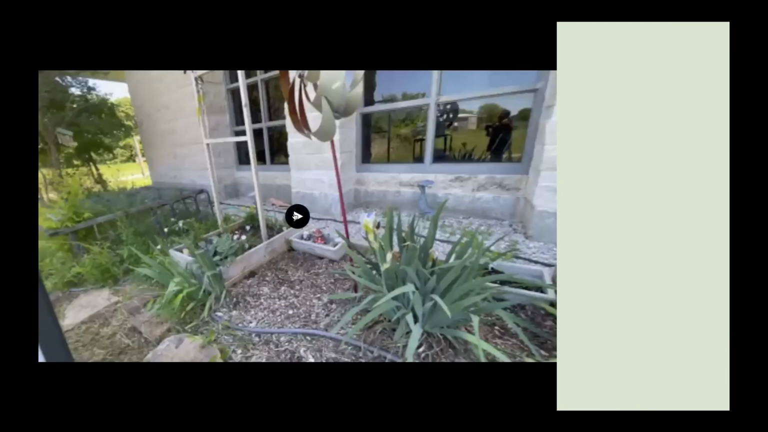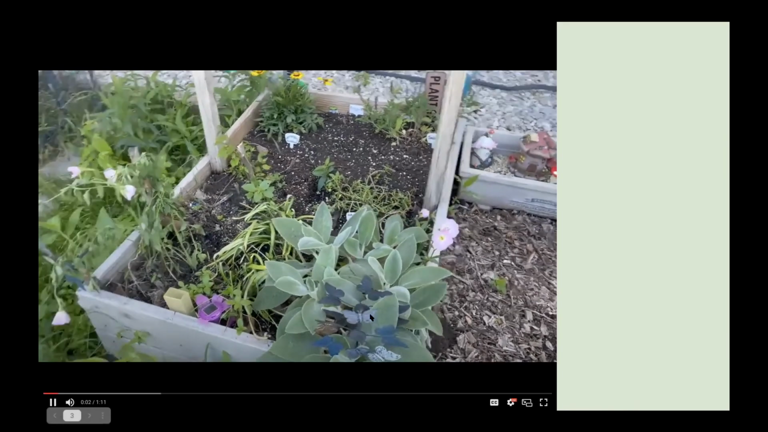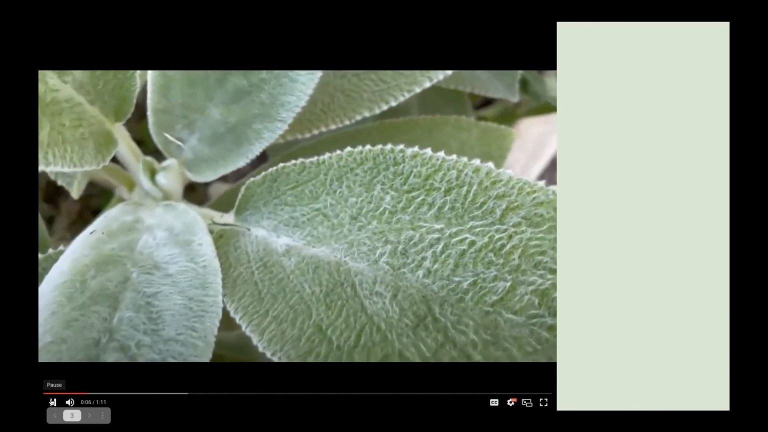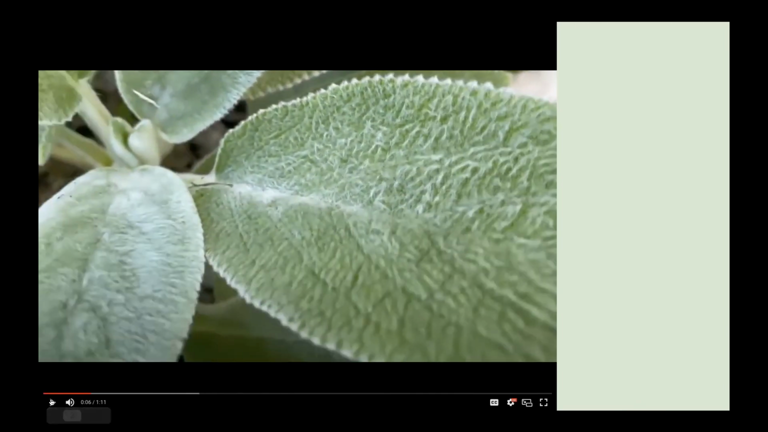So here's a little video of a little garden area here at the center. And this is one of my favorite plants here. This is the lamb's ear, but look at those leaves. So plants have leaves, but not all leaves are the same. Leaves come in different sizes, shapes, and textures. And if you guys were here and able to touch that leaf, how do you think it would feel just by looking at this video?